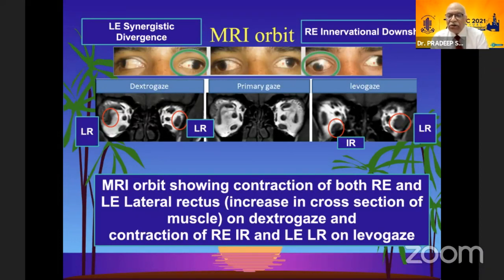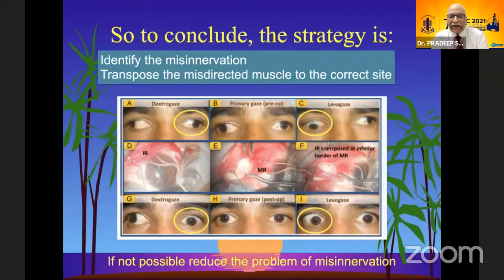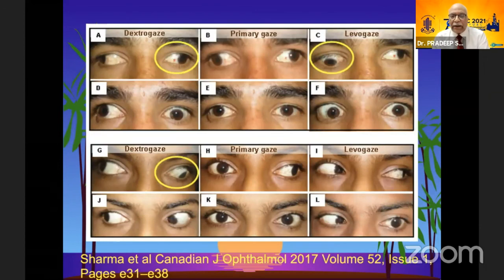And on the levo gaze, you see on attempted adduction of the right eye, the inferior rectus is now acting or innervated. And this would mean that the inferior rectus is working during adduction. We just transpose the inferior rectus on the site of MR and it does the trick. So this is the strategy that we follow for aberrant innervations.